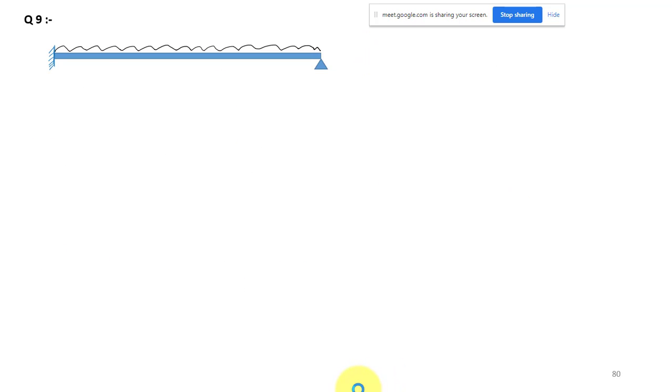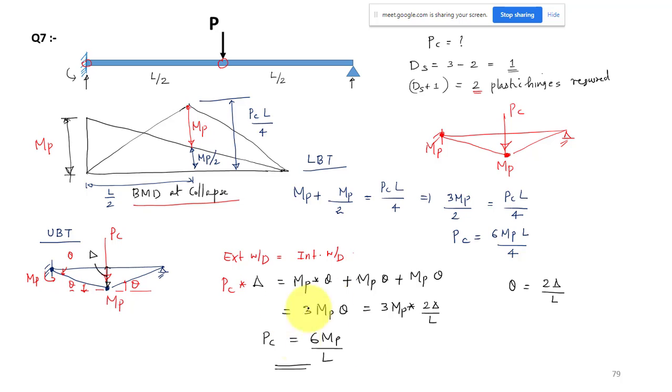So this is question number 7, and this is how we have to find the plastic moment, 6 MP by L. Do you have any doubt in this? You can ask me about question number 7.